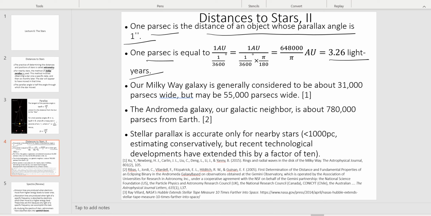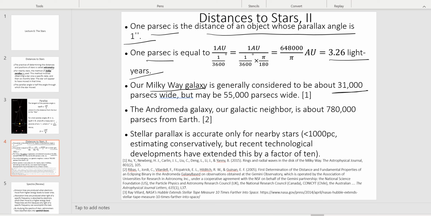Let's give some sense of how large a parsec is. One of the themes in this course is scale, and I've mentioned to you how we find distances to stars, and I've given you numbers like a few thousand light years, etc. But what does that really mean? Well, our Milky Way galaxy, which contains probably several 100 billion stars, which is the galaxy in which we live, is about 31,000 parsecs wide. Actually, there's a debate about how wide it is, but it's roughly around 100,000 light years across, which corresponds to about 31,000 parsecs.